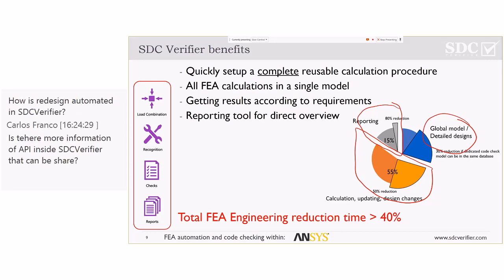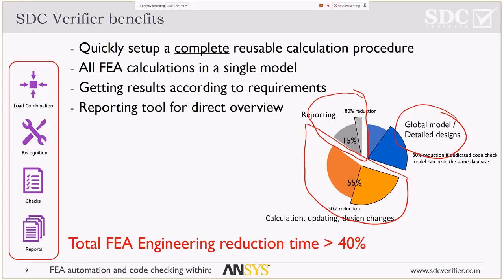I guess where I was coming from, a lot of people ask about, when they're doing redesign, they're changing sections for a steel beam. And where is that change done? Is it done in SDC Verifier and then feeds back into mechanical, or do you have to go back to the mechanical model? Any modeling changes, that is all Ansys. It is very good and very quick in making model changes. So we only do the post-processing and the calculation process.